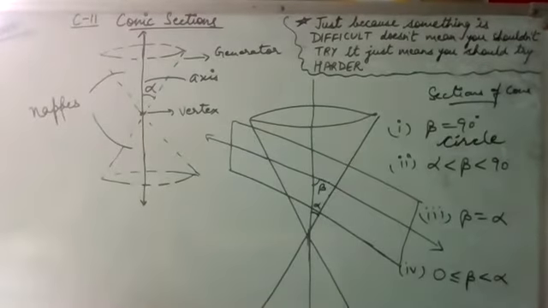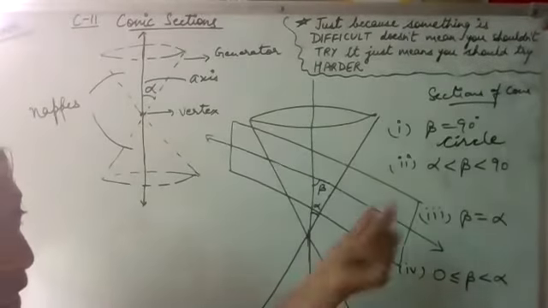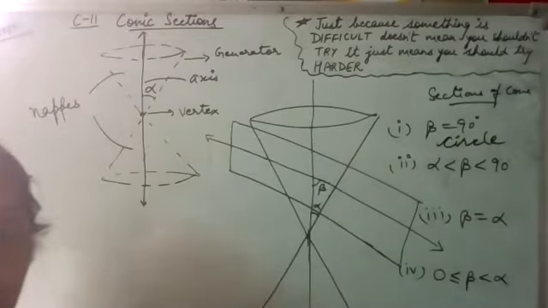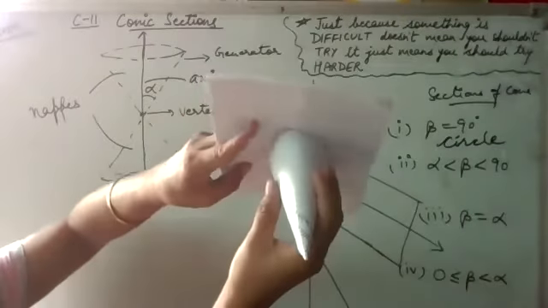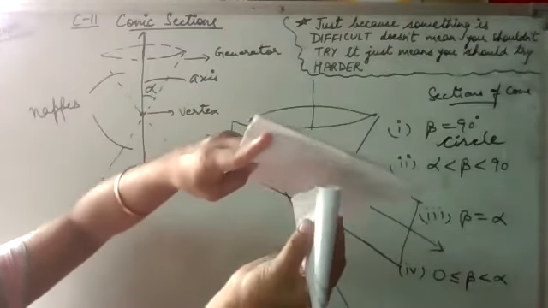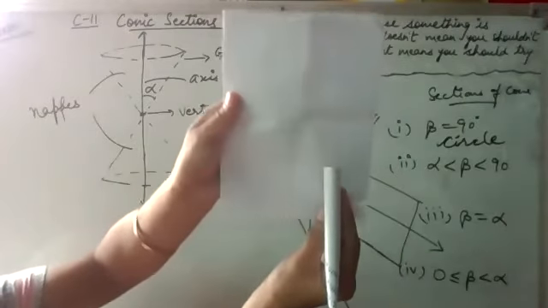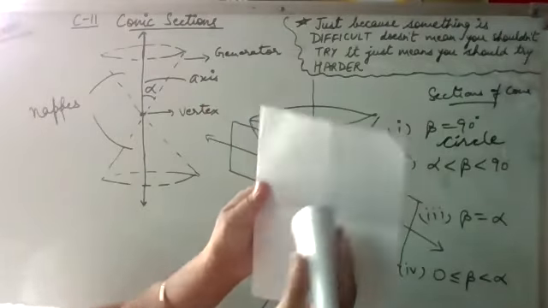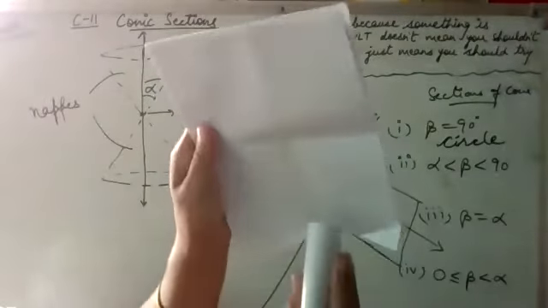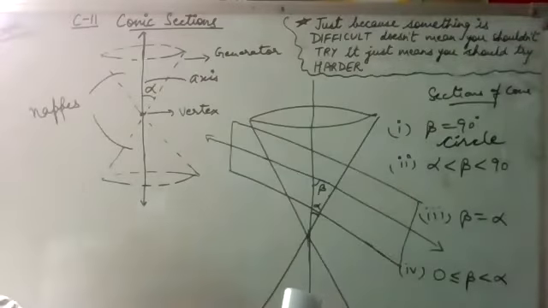Now let's see if we are intersecting this at less than 90. Less than 90 means we are somewhat tilting this. Okay, we are somewhat tilting this and we are intersecting it at less than 90 like this. Like this, if we are intersecting, let's see what type of figure. It will cut at some part of the circle. We will get this type of figure. Let's see what we are going to get.